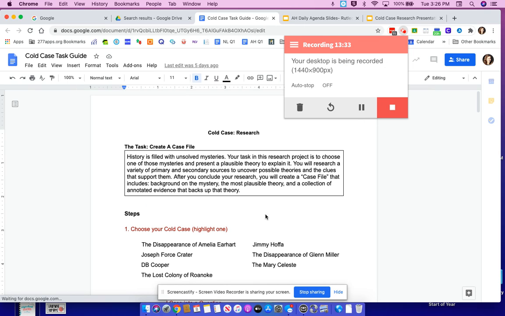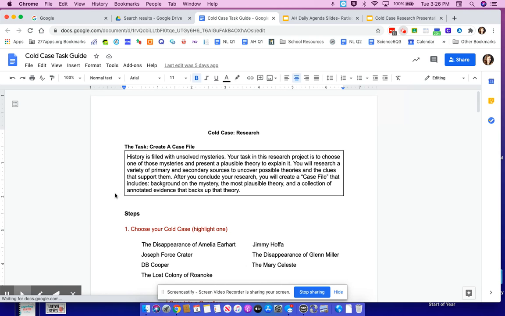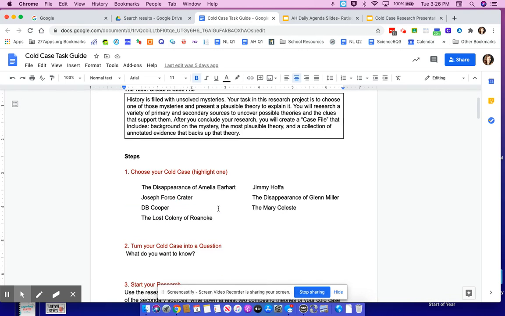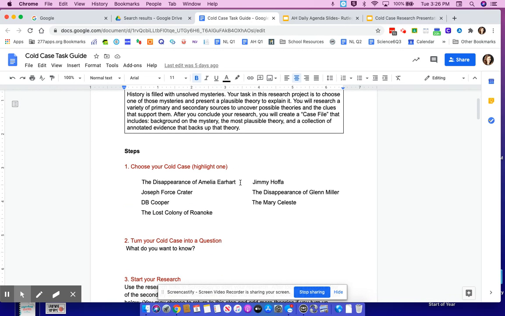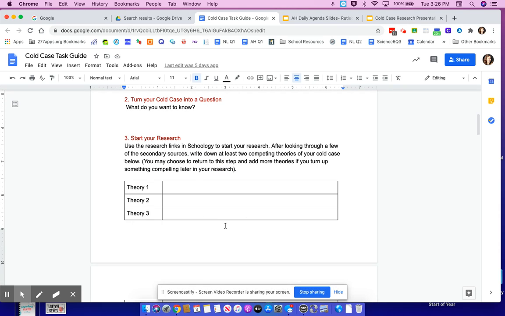So here's the cold case task guide that you are working on. This is assigned to you in Schoology. On day 1, you should have chosen your mystery. If you haven't yet, do that first. Highlight the one that you've chosen, or if you have a different topic that was approved by your teacher, you can write that in. Then turn it into a question. What's the question that your overall project is going to answer? And today you'll work on research.